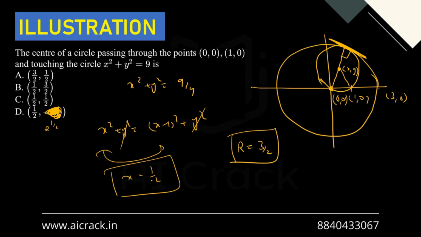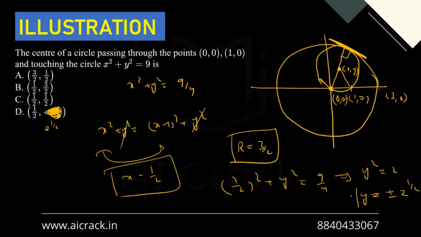Now if x equals half, we'll be getting 1 by 2 whole square plus y square equals 9 by 4. That gives me y square equals 2. So basically y equals plus minus 2 raised to power 1 by 2, right? So basically D is the correct answer. So in this question, the main idea was about identifying that this particular radius would also be the diameter of this smaller circle, and that would solve our question.